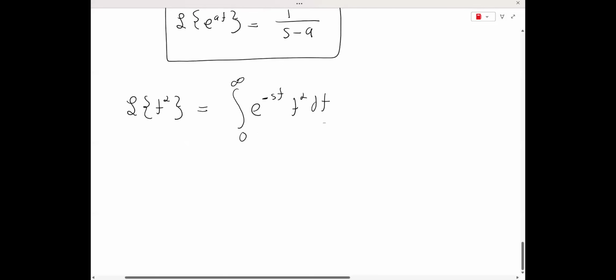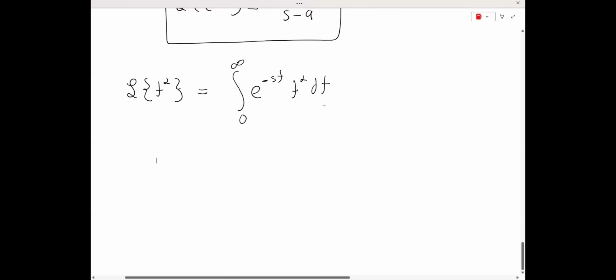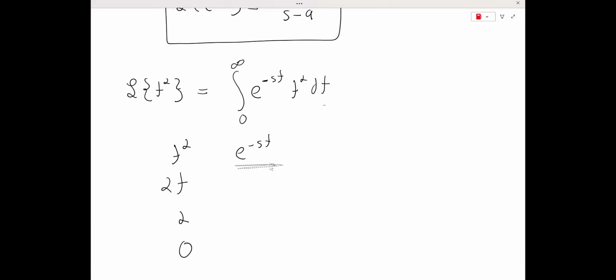So here then, I'll just go through the tabular method for this, like we talked about. Make the table. So you can go like this here: t squared, e to negative st. You take derivatives going down here. For integration by parts, you go down here. And then this would be e to the negative st over negative s.